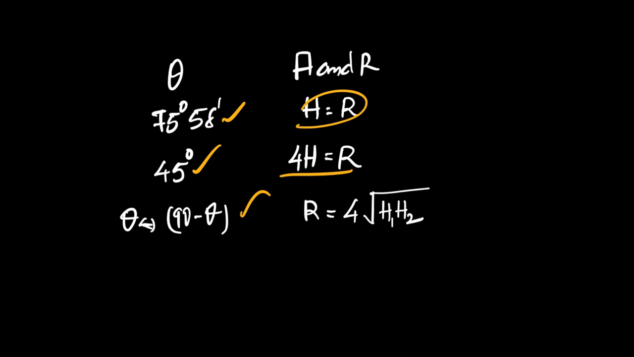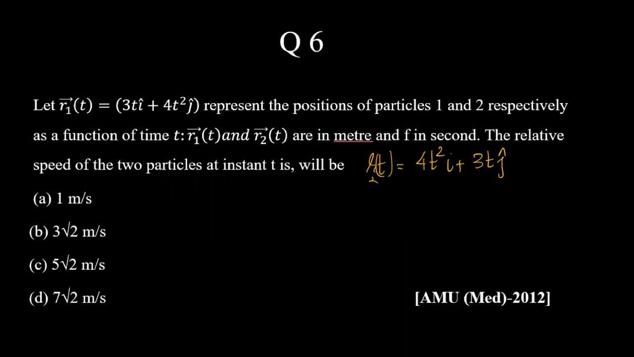Okay, so now let's move on to the next question. Let r1 be 3ti plus 4t square j, and r2 be 4t square i plus 3tj, where they represent the position of particles 1 and 2 as a function of time t. Find the relative speed of the two particles at instant t is equal to 1.